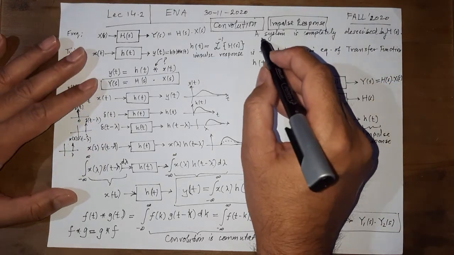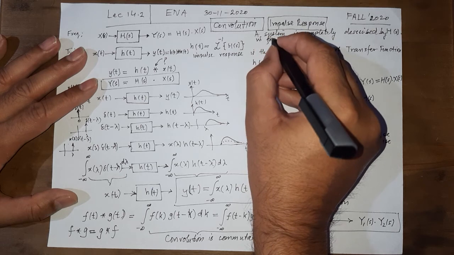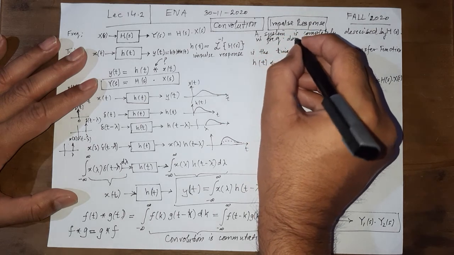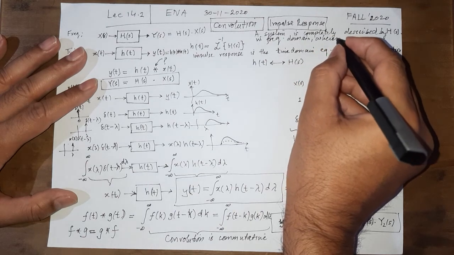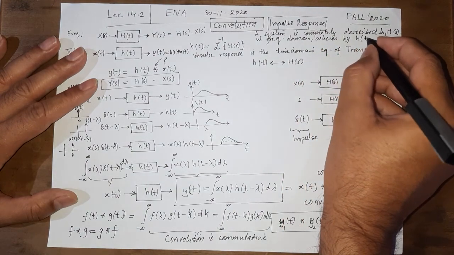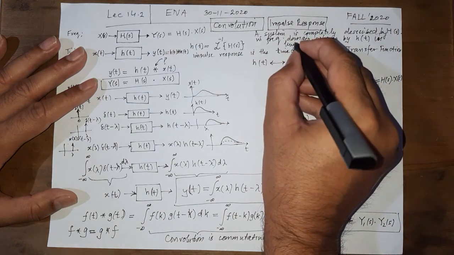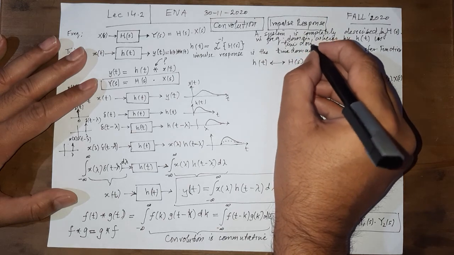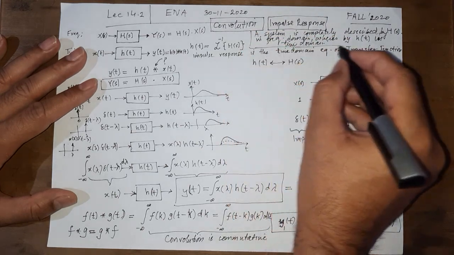So we can complete this. A system is completely described by H(s) in the frequency domain, whereas it is completely described by h(t), or the impulse response, in the time domain. What does this mean? What does complete description mean?